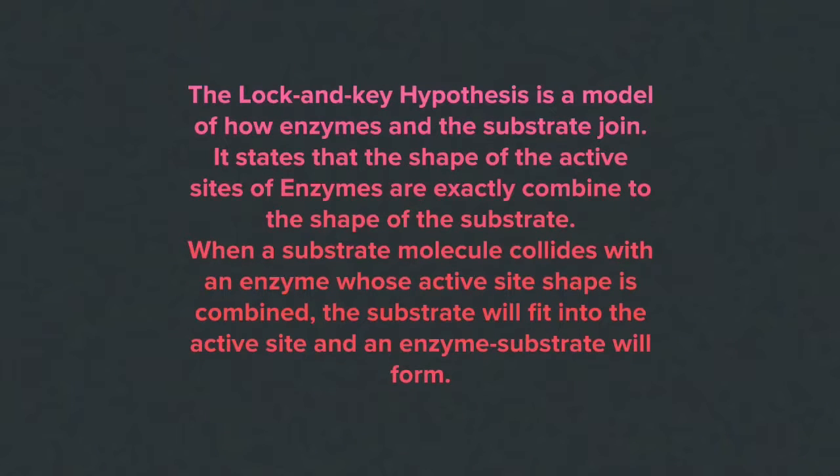The lock and key hypothesis is a model of how enzymes and the substrate join. It states that the shape of the active site of the enzyme exactly matches the shape of the substrate. When a substrate molecule collides with an enzyme whose active site shape matches, the substrate will fit into the active site and an enzyme-substrate complex will form.